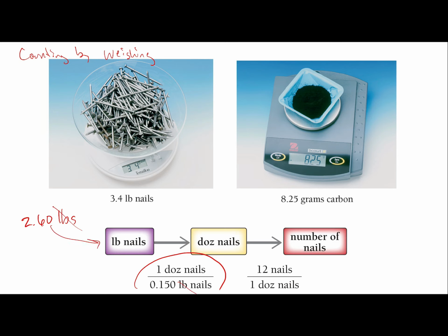Now we're in the unit of dozens of nails, or just nails in general, but per the dozen. And then we'd have to convert that one more time. We'd have to say how many a dozen is, because a dozen is one of those words, right, that just means a number.